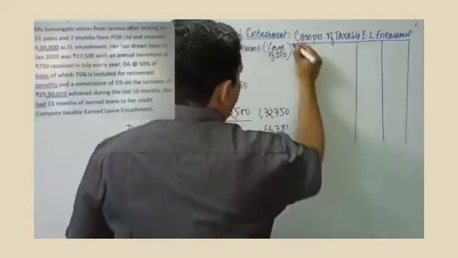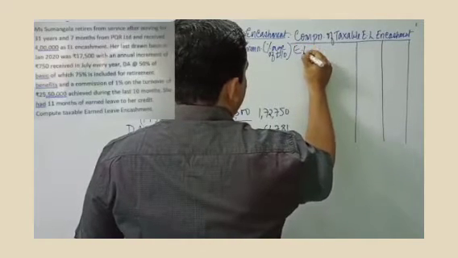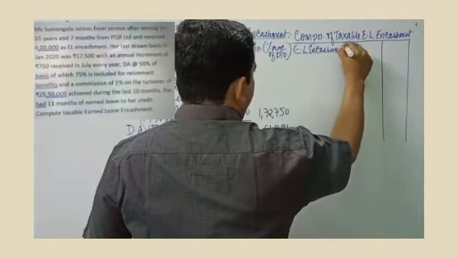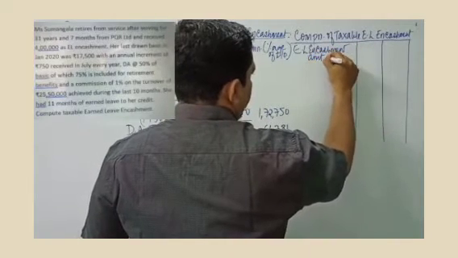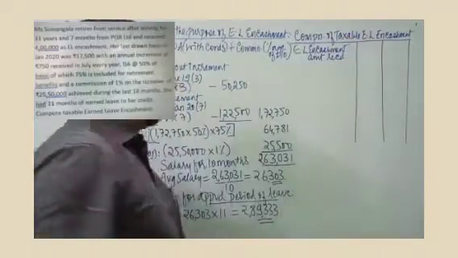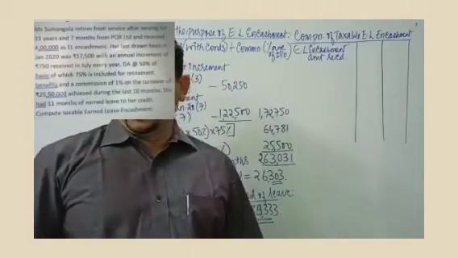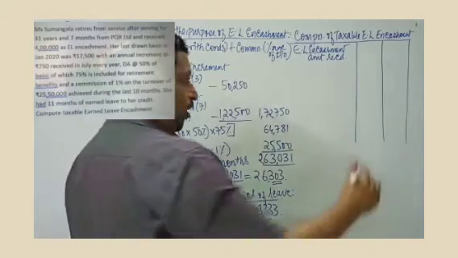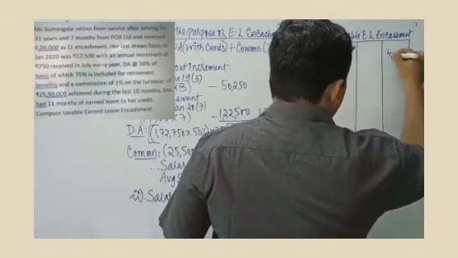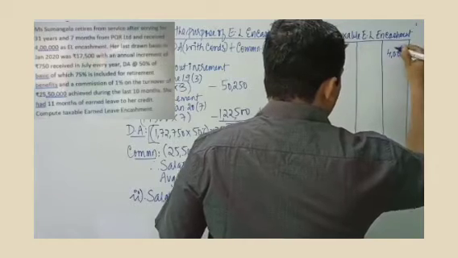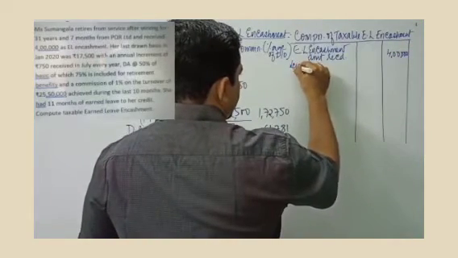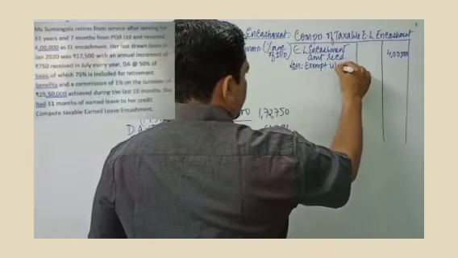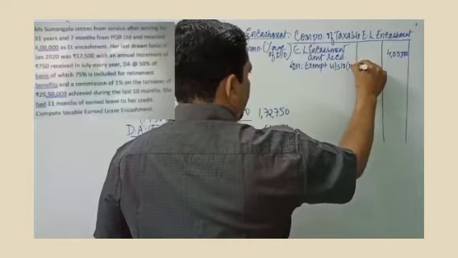First, as usual, I will record the EL encashment amount received. It's given in the problem. The EL encashment amount received by Ms. Sumangala is rupees 4 lakh. So I record 4 lakh in the outer column. Then I write less: exempt under section 10(10AA).